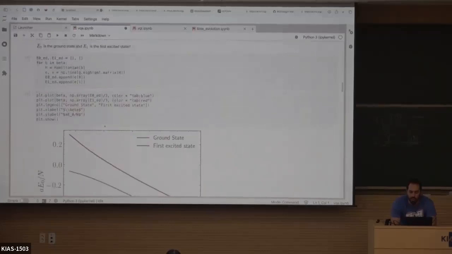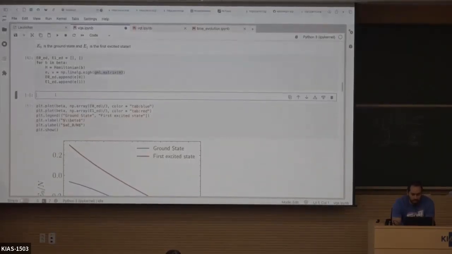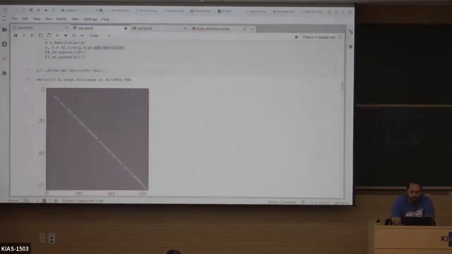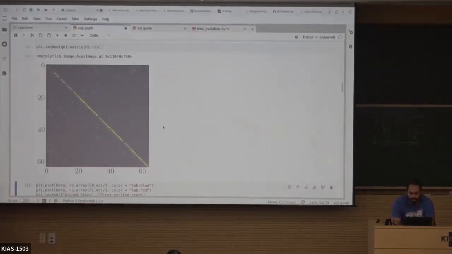So what I did is basically here I'm finding the eigenvalues of my Hamiltonian. QML matrix basically converts my Hamiltonian into a matrix. If you want, you can even plot this matrix. Let's try that too. As you can see, this is the real structure of my Hamiltonian, right? As you can see, it's Hermitian.